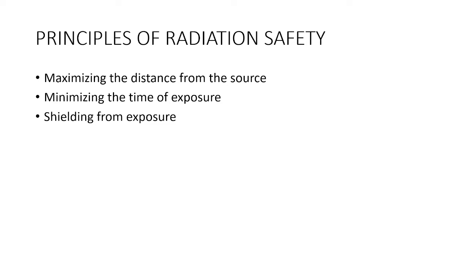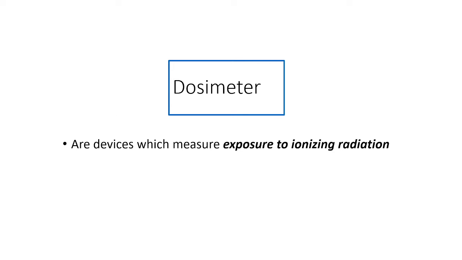Moving on to the management. The basic principles of radiation safety. There are basically three principles of radiation safety. Firstly, to maximize the distance from the source. Secondly, to minimize the time of exposure. And thirdly, to shield from the exposure. Moving on to dosimeters. Dosimeters are basically instruments which are used to measure the exposure to ionizing radiation.